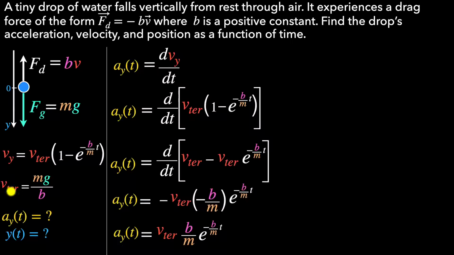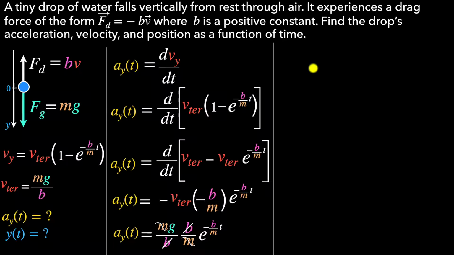What will we do next? Well, we can plug in the value of the terminal velocity over here. So mg over b, if we do that, the m cancels out, the b cancels out, and look, what we're left with is g times the exponential function.